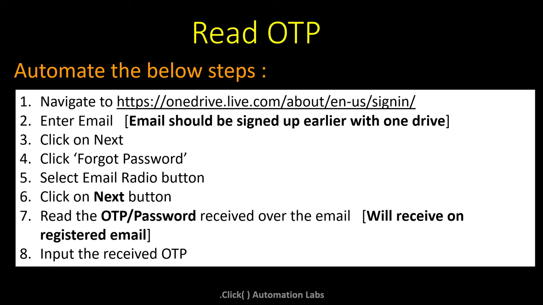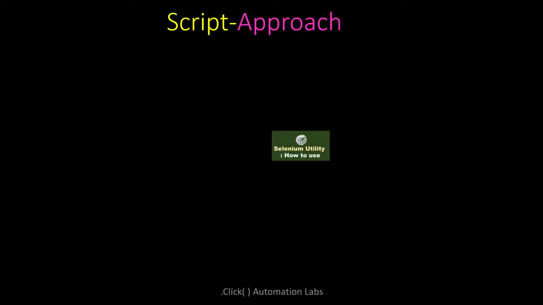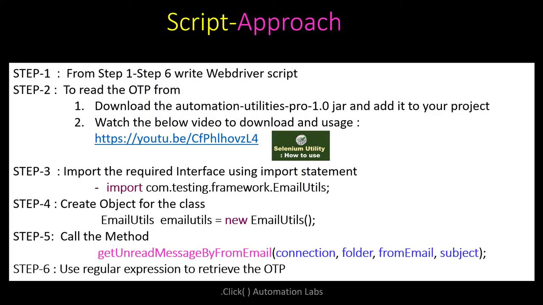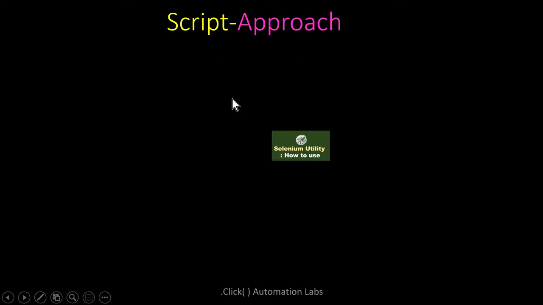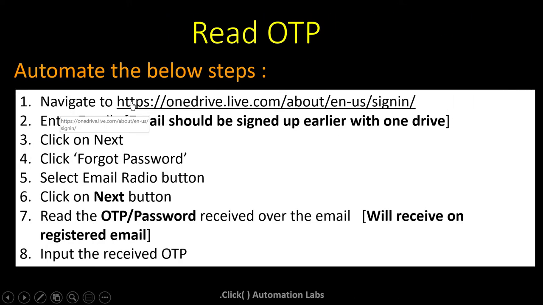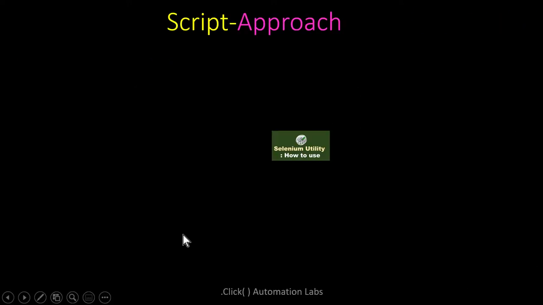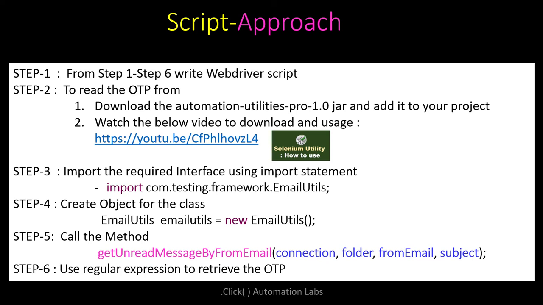Now how do we achieve this whole process using the automation utilities? Let's move to the next. What would be our approach in such cases? From step 1 to step 6, we can write the WebDriver script: just simple driver.navigate, driver.findElement and sendKeys, driver.findElement and click, like click next, click forgot password. Up to the 6th, these steps are straightforward and you can automate them quickly. But coming to the 7th step, how do we automate it?